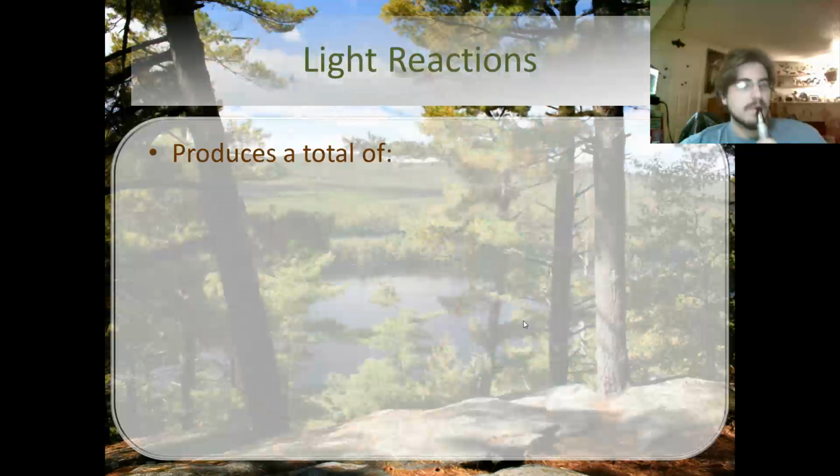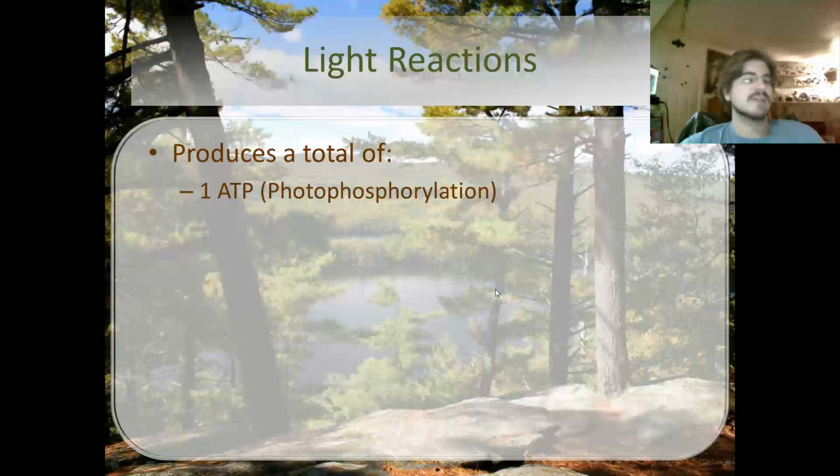All right, so the light reactions produce a total of 1 ATP through a process called photophosphorylation. Remember, in cellular respiration, we talked about substrate level phosphorylation and oxidative phosphorylation. Well, oxidative phosphorylation used oxygen. Substrate level phosphorylation was just what occurred during glycolysis.